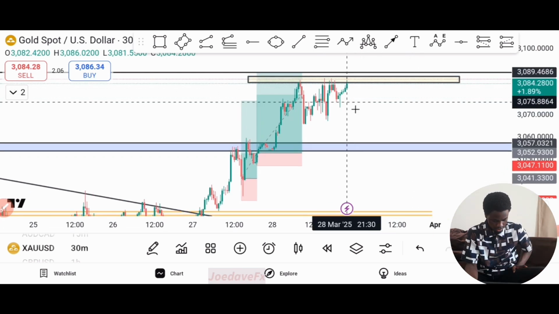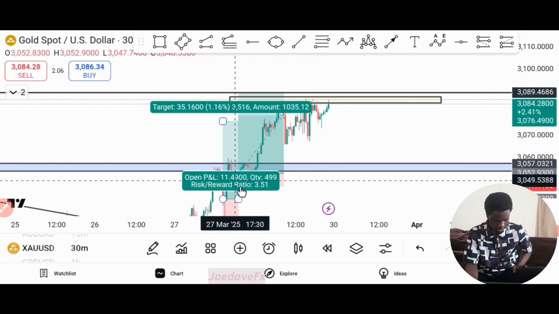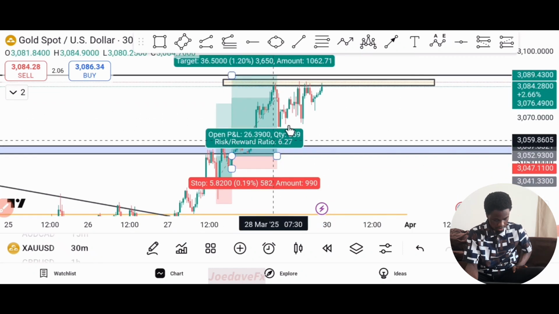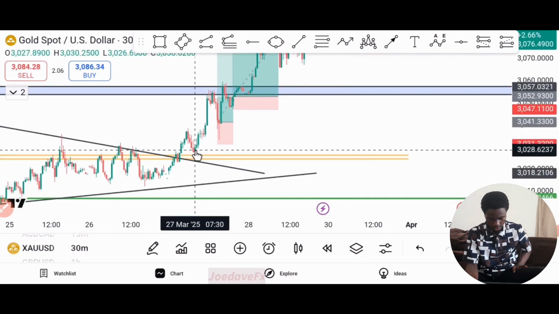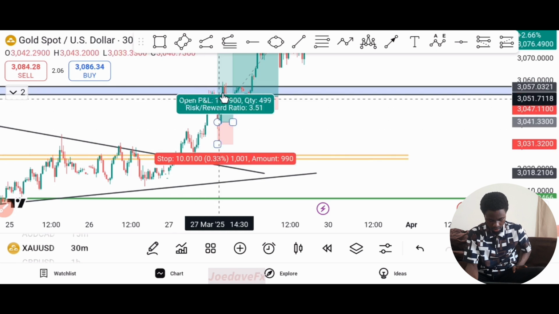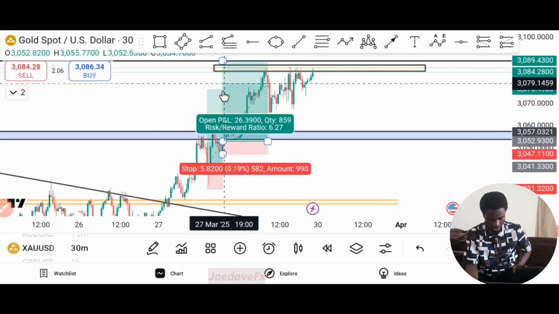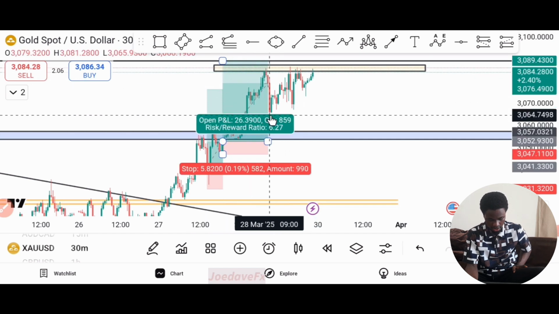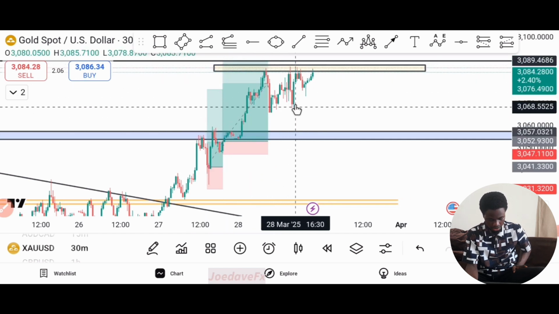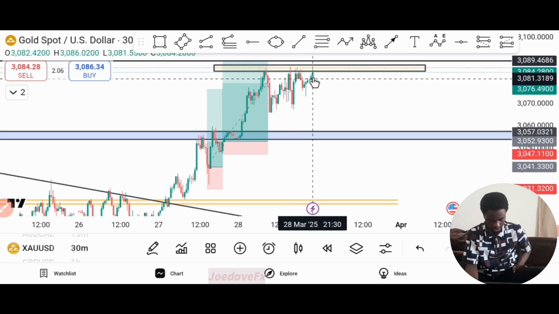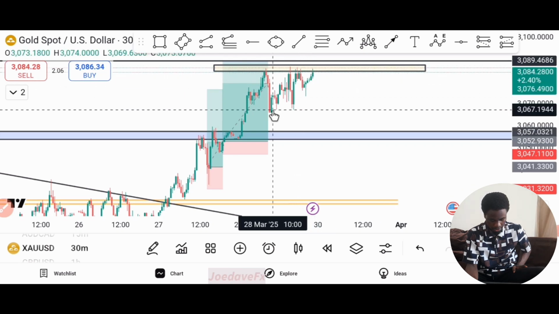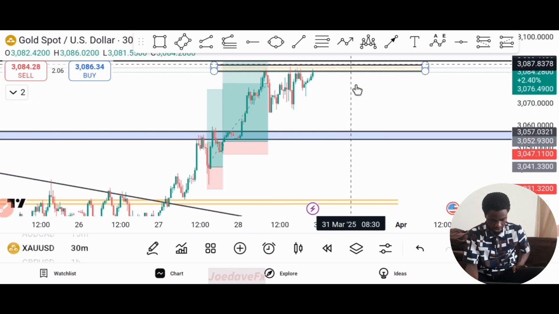If gold can break it, what you want to wait for is lower high, lower low, lower high, lower low. We have a lower high here, another lower low here, equal high, lower low, equal high. So you can still see that it's still printing a bullish move, right?